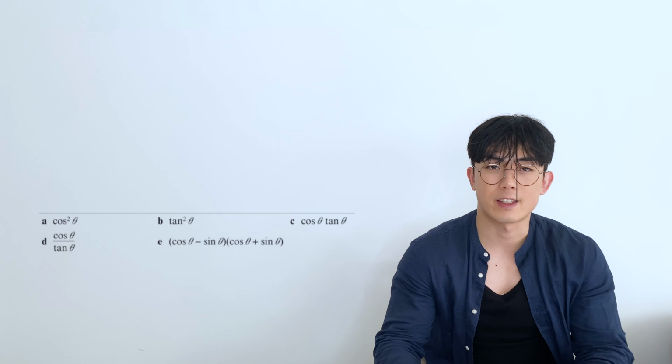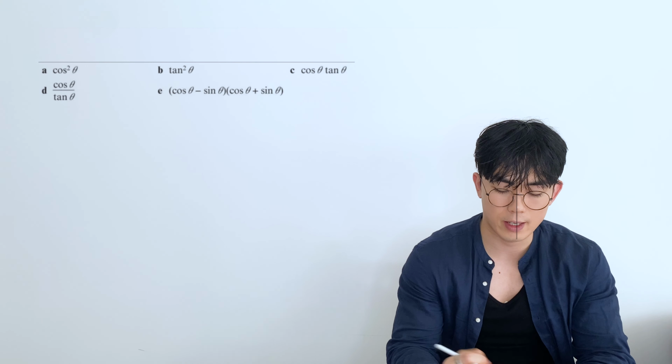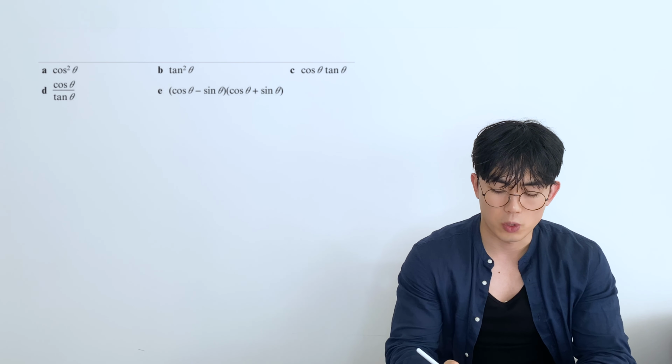Okay, so using these identities, let's do a bit of simplification. In this case here, we're trying to change everything in terms of sine theta if possible. So let's try for A, right? So we have cos squared theta, and we want it all in terms of sine squared theta, or sine theta.